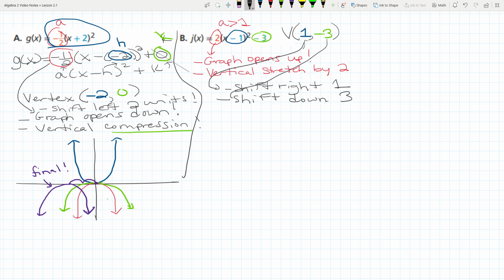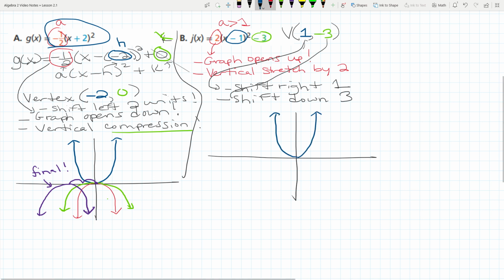So negative for the K means down, positive for the K means up, positive for the H means right, negative for the H means left. So now we got our transformations. So now we can graph it real quick. This right here is the regular x squared parent function. And then we got to transform it. So the A, we know it opens up, so it's going to be the same direction, but it's a vertical stretch of 2. So this means it's going to go bigger faster. So it's going to look like this. So that's a vertical stretch.